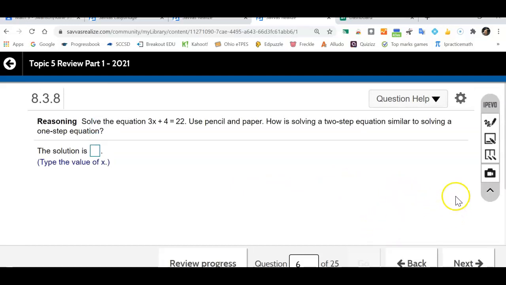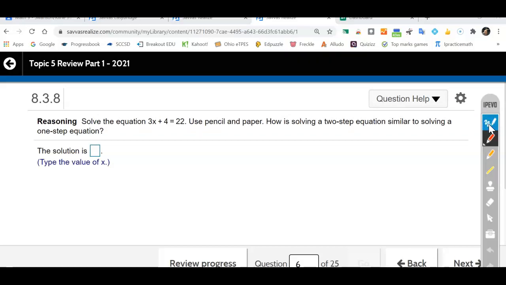All right, let's solve a two-step equation. We've got 3x plus 4 equals 22. Everybody, go ahead and do it. You got a question or an answer? No. You got what? The answer? Okay, hold on to it.